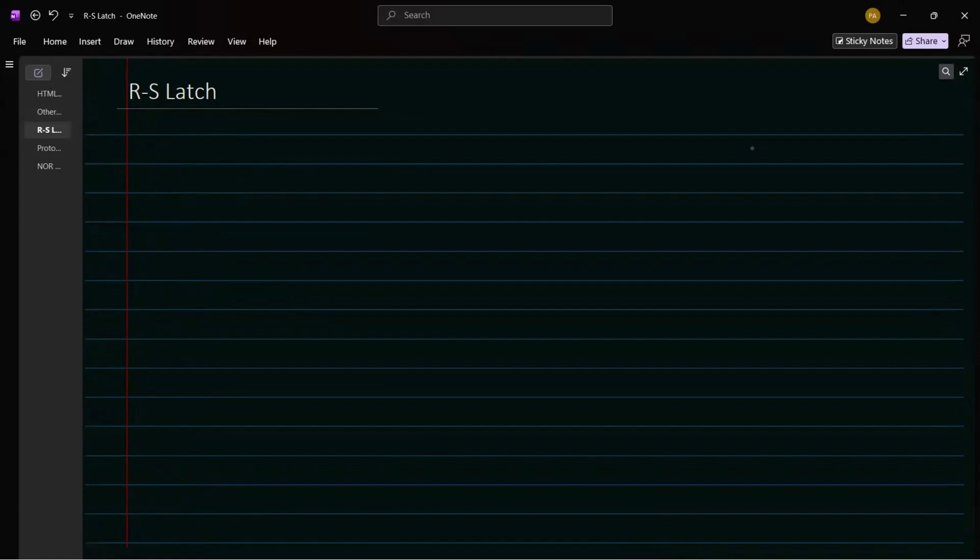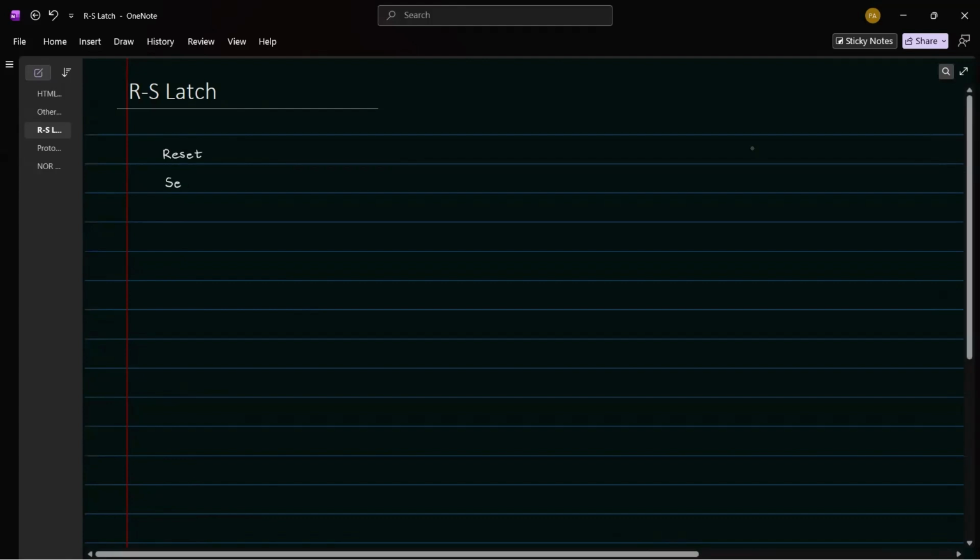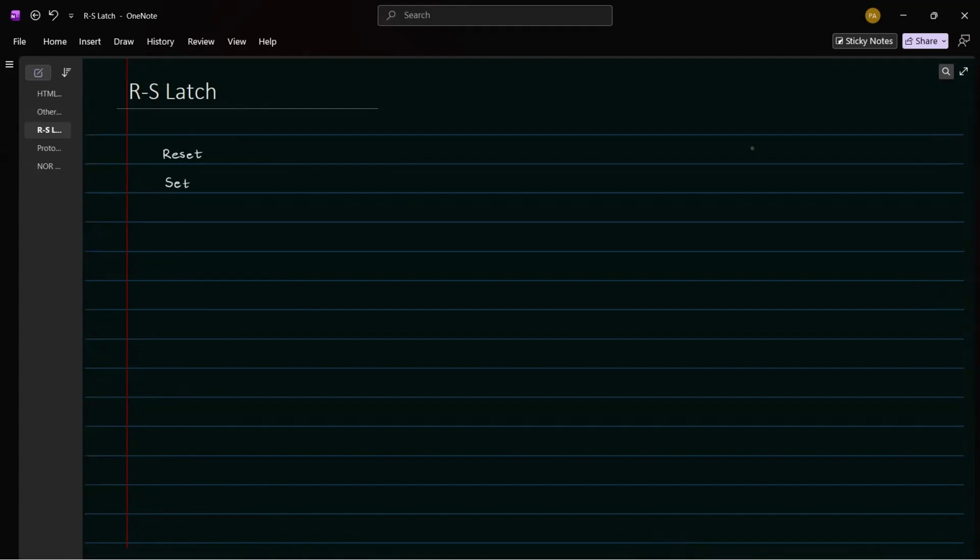We are going to learn about RS Latch in this video. So you have to know what RS means. R means reset and S means set. And then you have to know what reset set latch means. It's only a small flip-flop, a very basic flip-flop that helps you to understand how sequential circuits work.